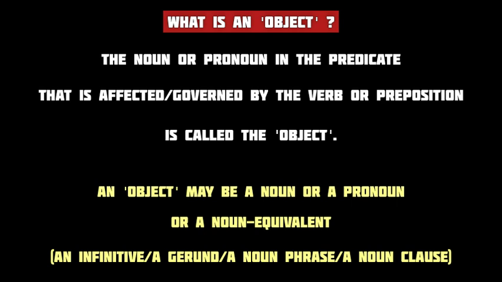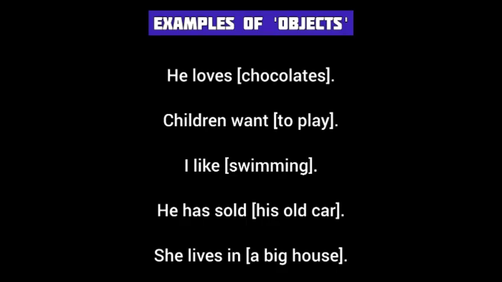In other words, a verb or a preposition has an object in the sentence. So the object in the predicate may be a noun or a pronoun or a noun equivalent, meaning a gerund or an infinitive or a noun phrase or noun clause. Now see some examples of the different forms of objects in the sentences.